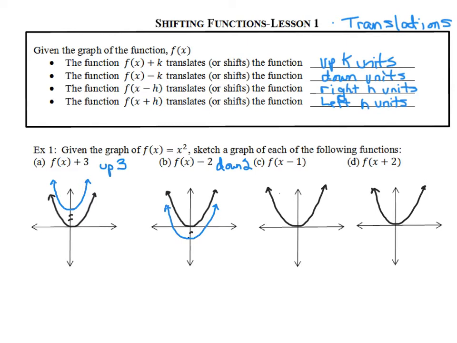For part C, f of x minus 1 means that we are going to shift our parabola to the right 1 unit. So that's a horizontal shift, so I'm going to count to the right 1 unit, and I'm going to make my parabola look like this. F of x plus 2 means that we are going to shift to the left 2 units. So on my graph, the vertex will go over to the point negative 2, 0, and will look something like this. So you should be familiar with the translations of the x squared function.